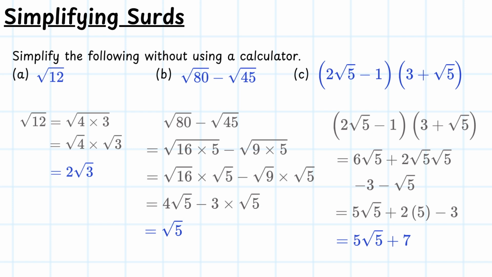So we can combine them into 5 square root 5. The non-surd terms are 2 times 5 and minus 3, which results in 7. Thus, the final answer is 5 square root 5 plus 7.